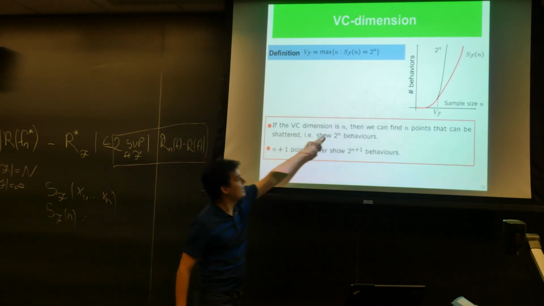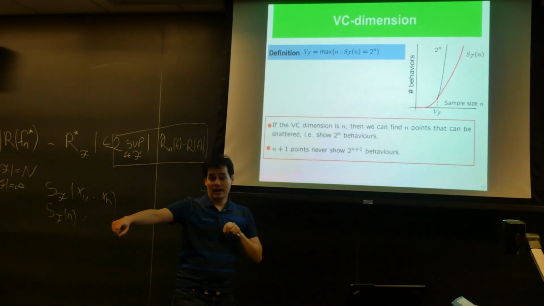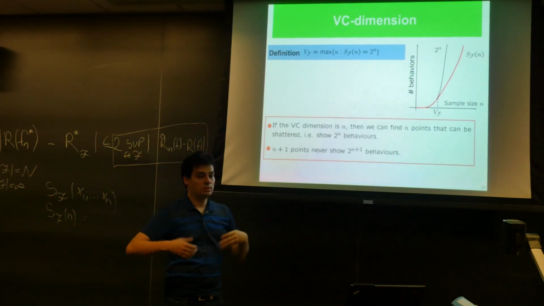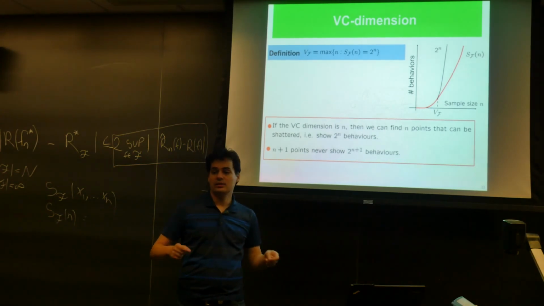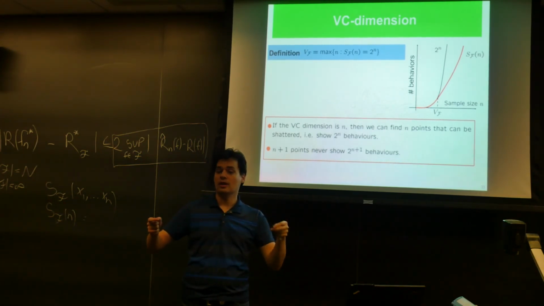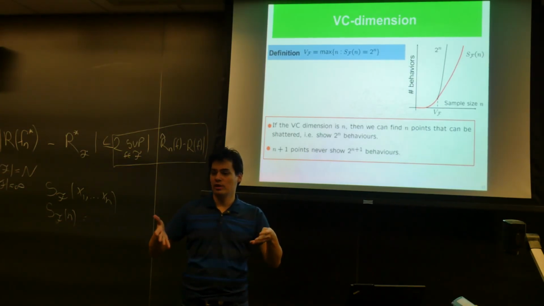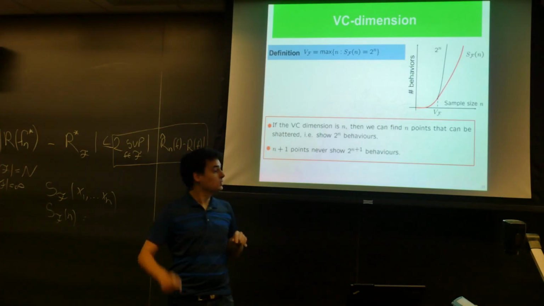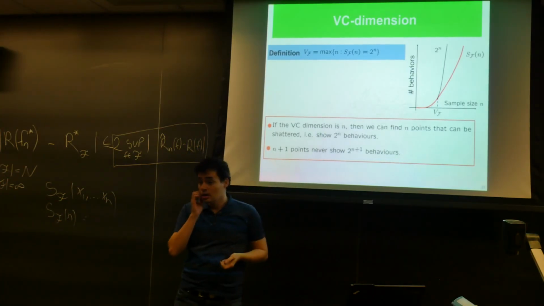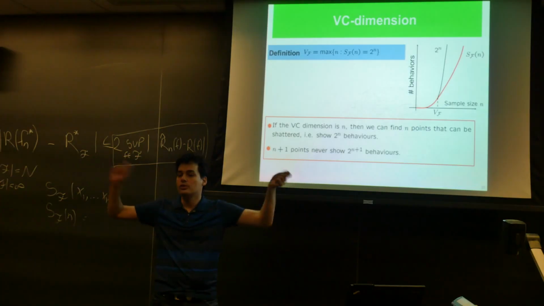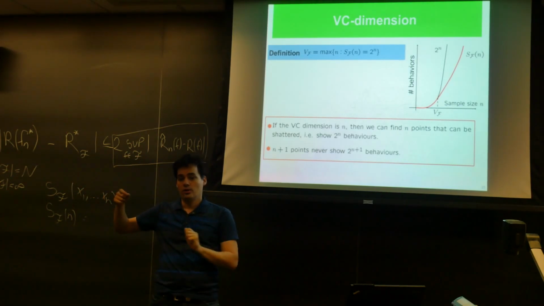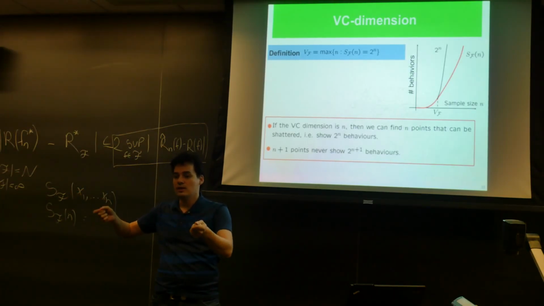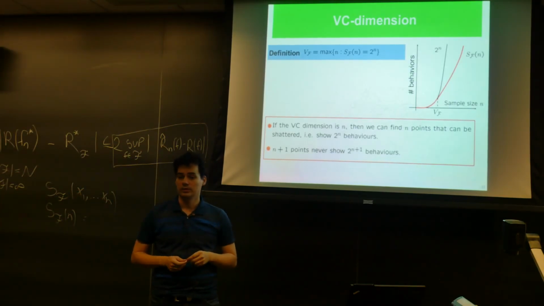If the VC dimension is n, then you can find n points in your domain such that those n points can be shattered. That is, no matter how you label those n points, what the class label of those n points are, there will be a classifier that can solve perfectly that classification problem. But if you have n plus 1 points, then it doesn't matter how you choose those points in your domain. Your opponent could always choose a labeling such that you wouldn't be able to classify those points.